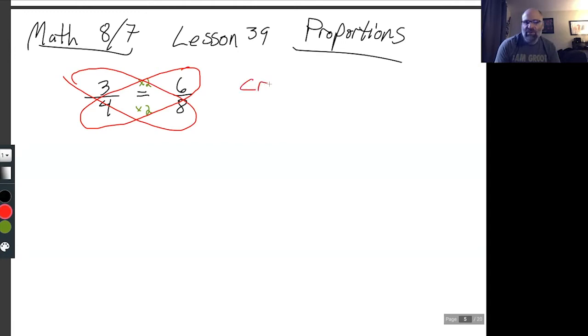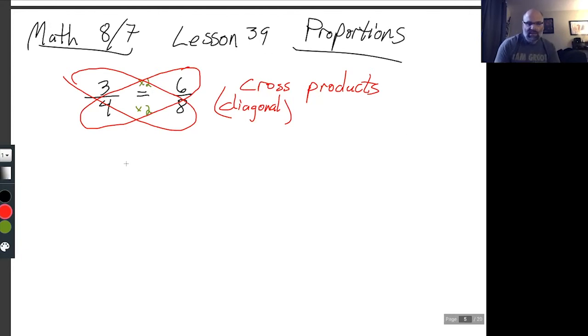So the cross products, or diagonal products, I would rather call them diagonal products because cross could be maybe across there, across here, but when I say cross products, I mean the diagonal products. Okay, so 6 times 4 equals 3 times 8.